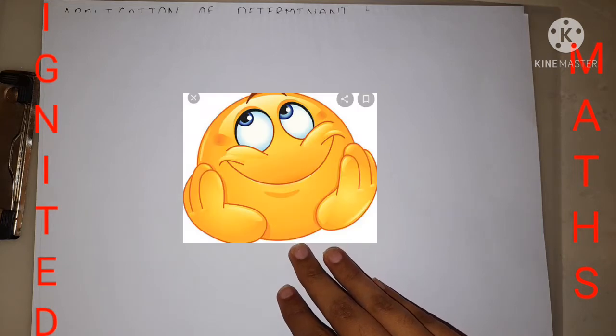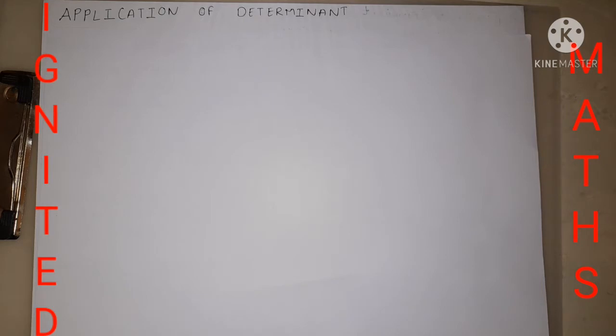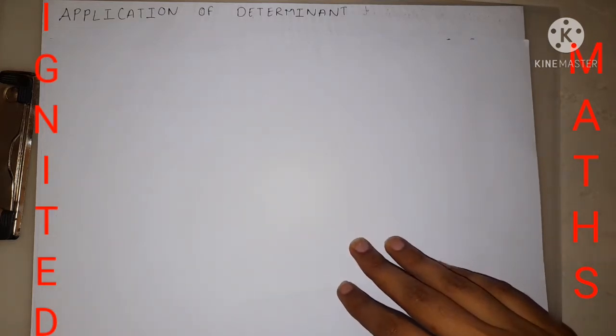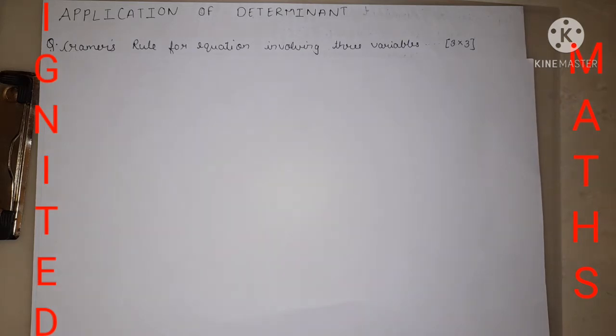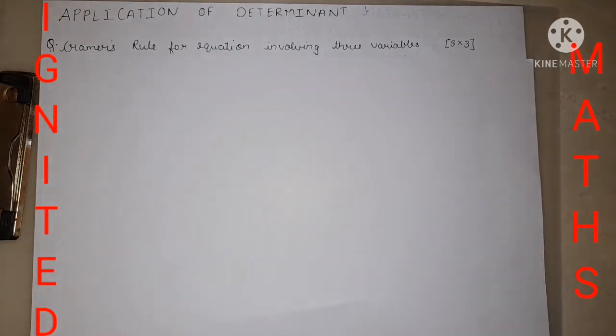Why? Because we are going to learn an application of determinants in this video. Application of determinants, where we need to use it. So one by one, step by step, we are going to learn it. For that, the first application is based on Cramer's rule. Cramer's rule for applying involving three variables.